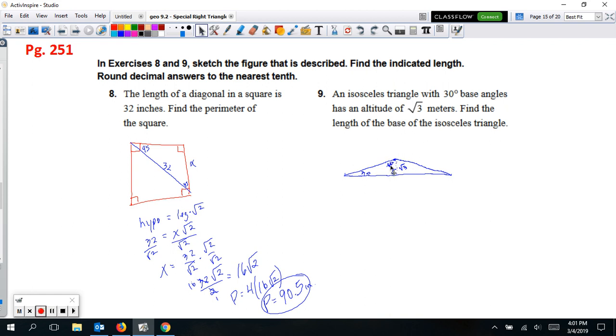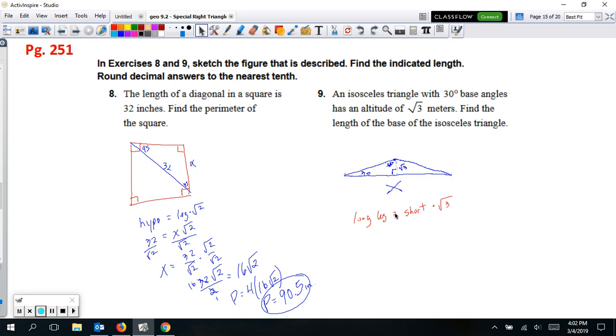So there's your 30, 60, 90 right triangles on each side. What we're trying to figure out is the length of the base. If we know that this short side is the square root of 3, we need to figure out what a leg is. What's the length of this leg of this 30, 60, 90 right triangle?